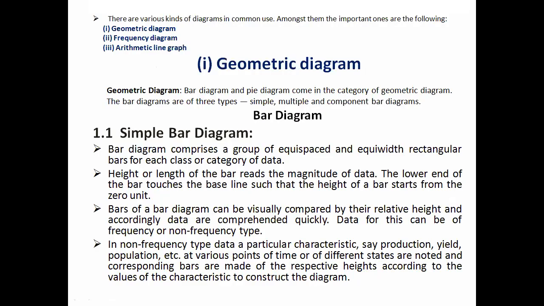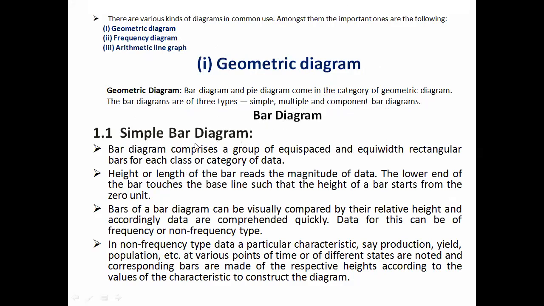So there are various kinds of diagrams in common use, like the geometric diagram, the frequency diagram and the arithmetic line graph, right? Let us discuss the first one, the geometric diagram. Under geometric diagrams, bar diagrams and pie diagrams come in this category, right? The bar diagrams are again of three types: simple, multiple, and component bar diagram. So let us understand the different types of bar diagram.